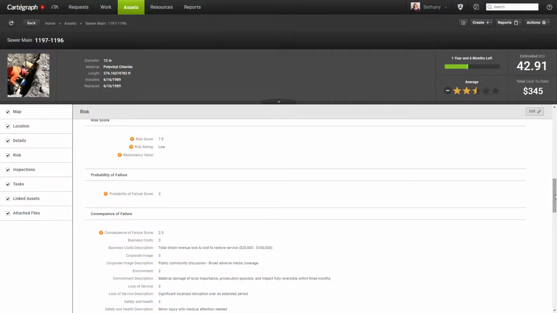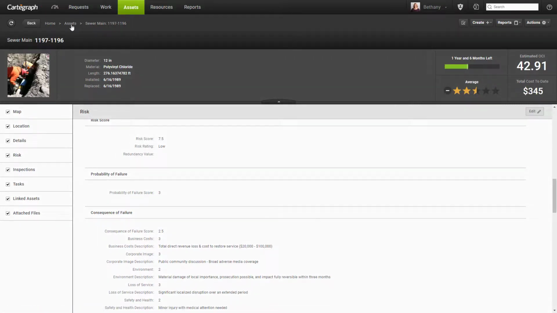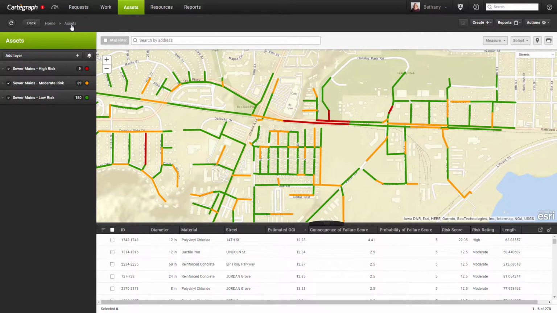Once you have a risk score for your assets, you can build filters, dashboard gadgets, or even reports to quickly visualize and find where you should be spending your time and money.